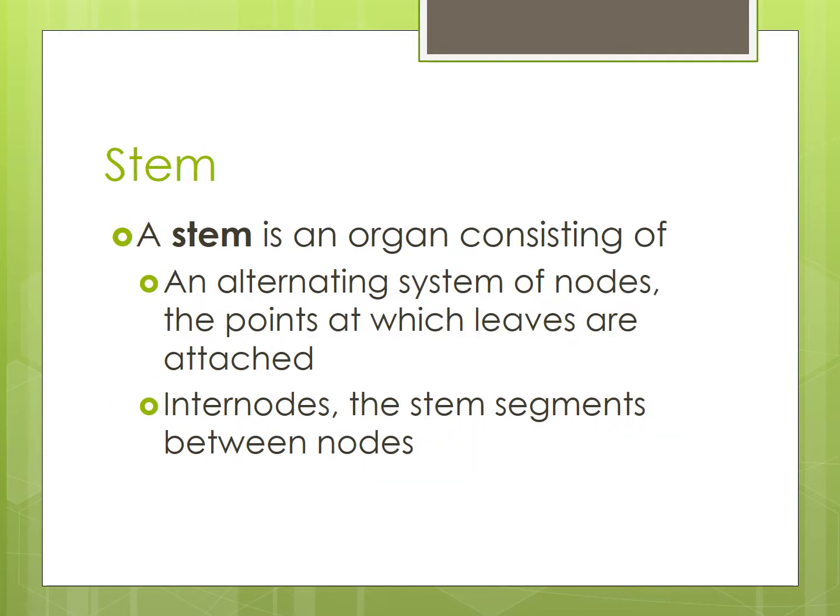So the stem is actually the organ that gives the structure to the plant. It's that part that is usually the stem or the trunk that you would see in a tree or a plant. And so there are these alternating systems of nodes, which is where the leaves are attaching, and then internodes, which is just the segments of the stem in between.